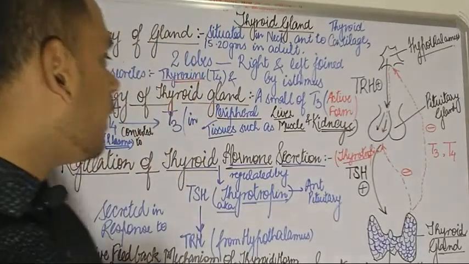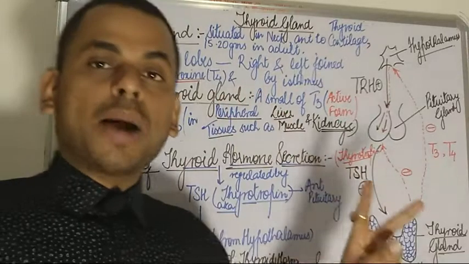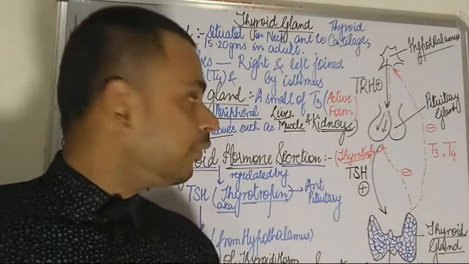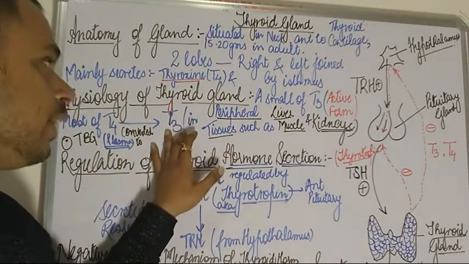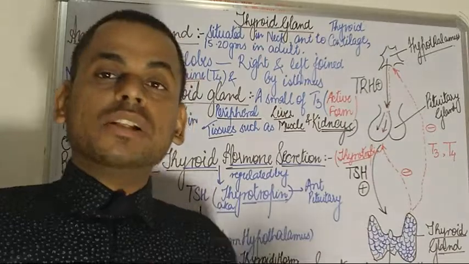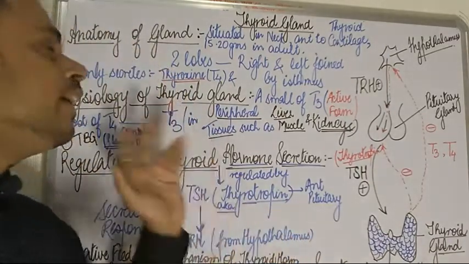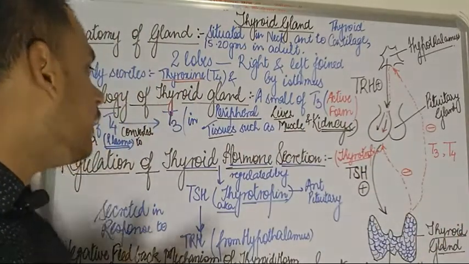Students, remember that the thyroid gland secretes two hormones, T3 and T4, and the active form of the hormone is T3. Most of the T4 is converted into T3, particularly in peripheral tissues such as the liver, muscles, and kidneys, to elicit its metabolic action.